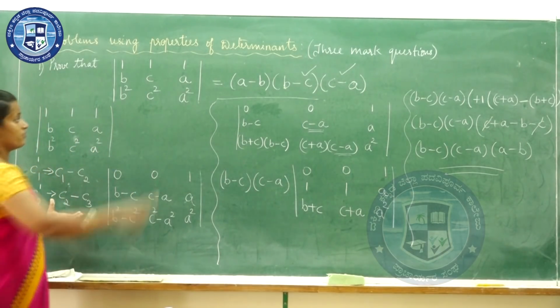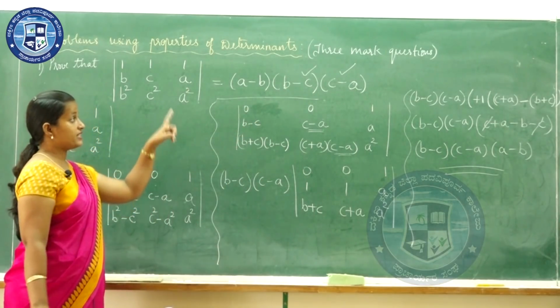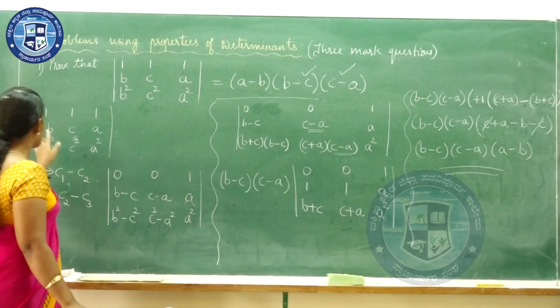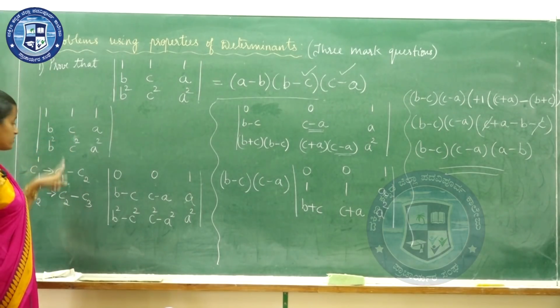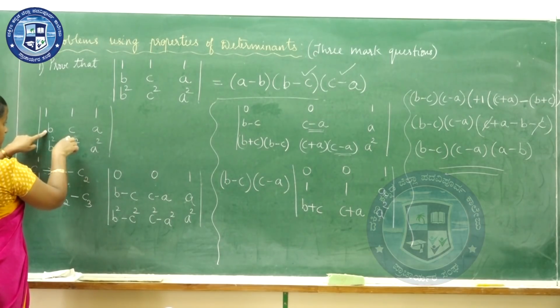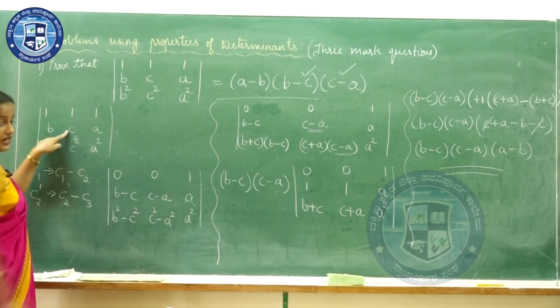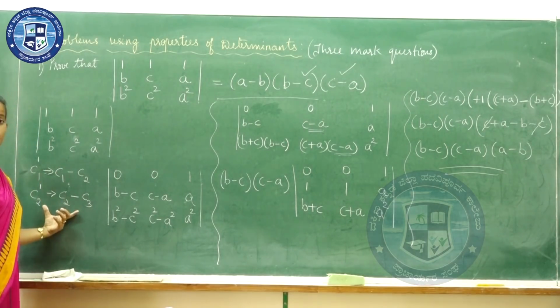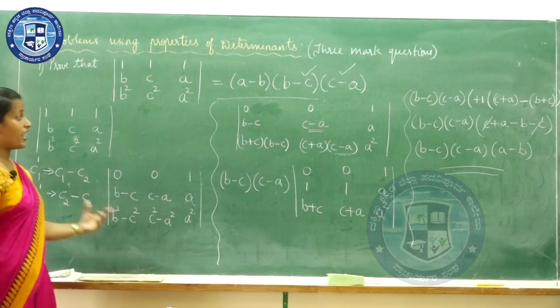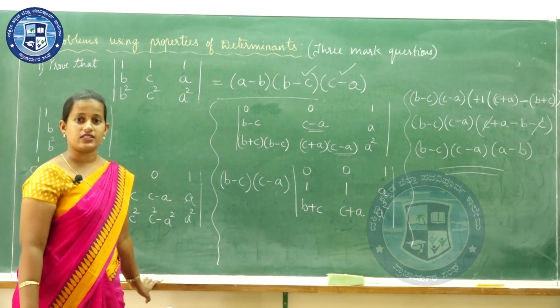What we did was, we carefully observed the RHS. We wanted b minus c and c minus a. So, we accordingly chose the operations. If we do column 1 minus column 2, we will get b minus c. If we do column 2 minus column 3, we will get c minus a. That is how we chose these column operations and we proceeded. Okay. So using the properties, we arrived at the answer.